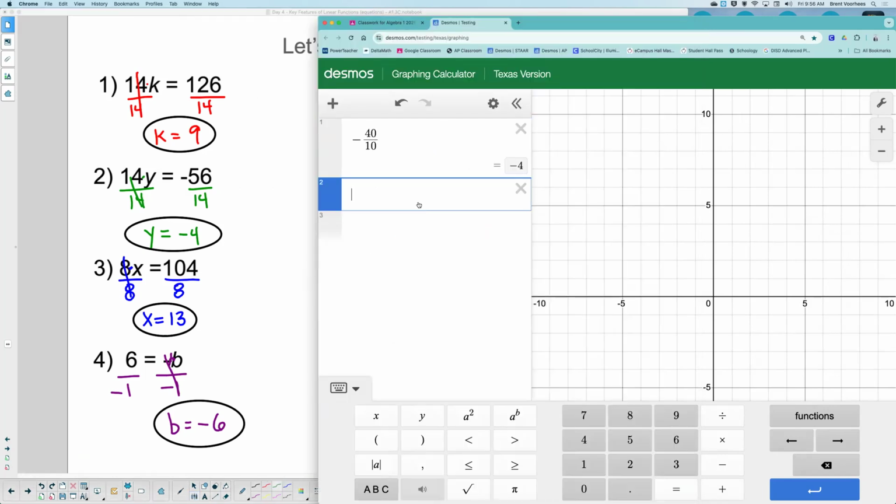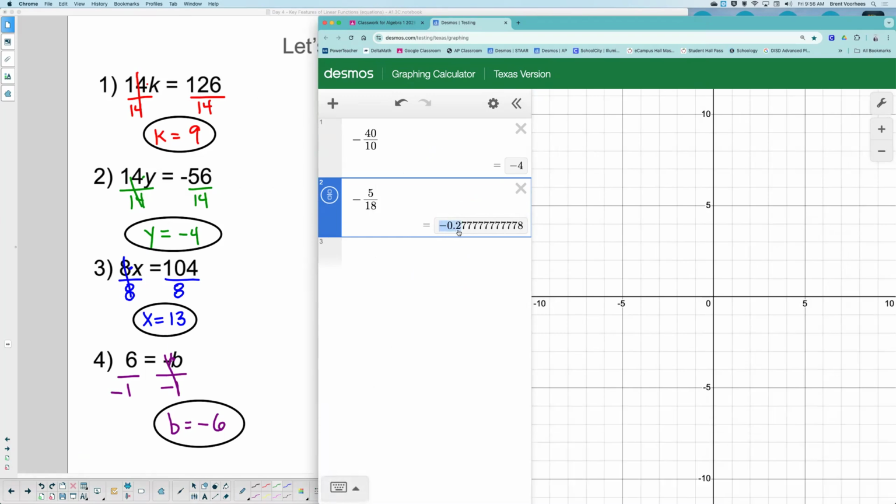Let's do -5 divided by 18. Oh, it goes on and on and on. So should we just leave it like that as a fraction, or do y'all want to round it? How many decimals should we do? Let's do 2 decimals. -2 point.